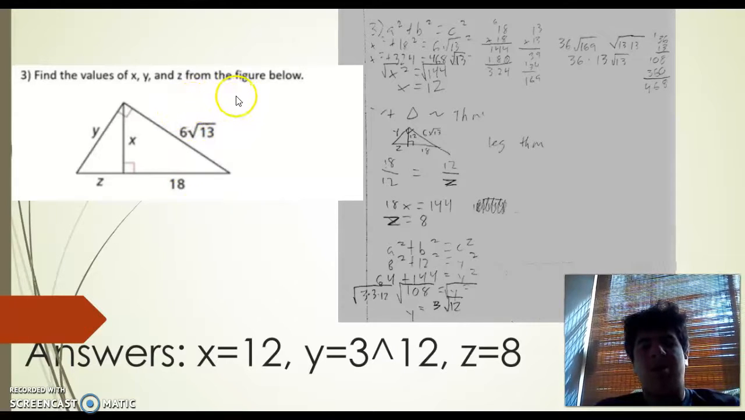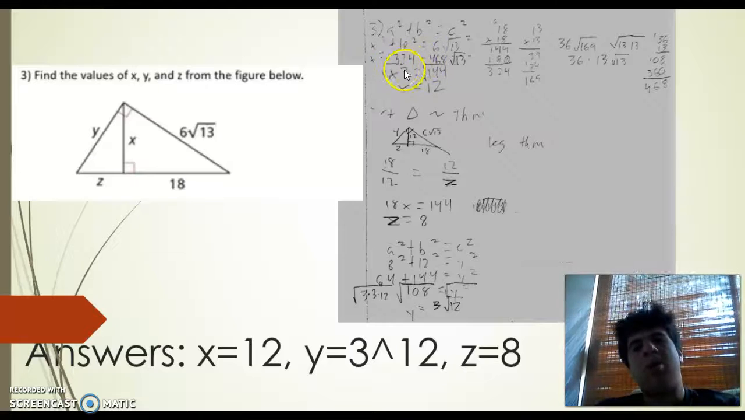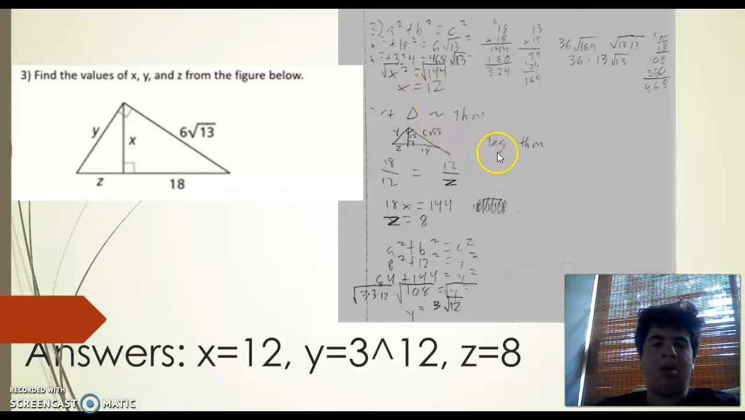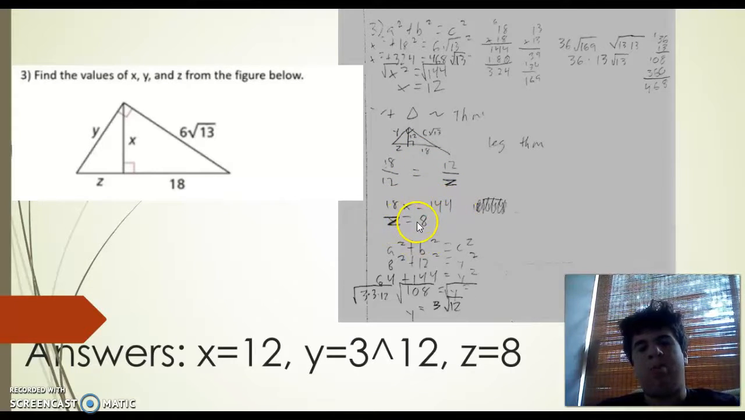Number 3, find the values of x, y, and z. To find the value of x, you do the Pythagorean theorem, a squared plus b squared equals c squared. And then you plug in the legs right here, the hypotenuse here. And then simplified, x squared plus 324 equals 468 root 13. Subtract 324, square root, and then x equals 12. And then for z, I use the altitude theorem, not the leg theorem. And then 12 here being the altitude, you put it here as the means. 18 and z, the extremes. Multiply by common denominator. 18z equals 144, and then z equals 8.